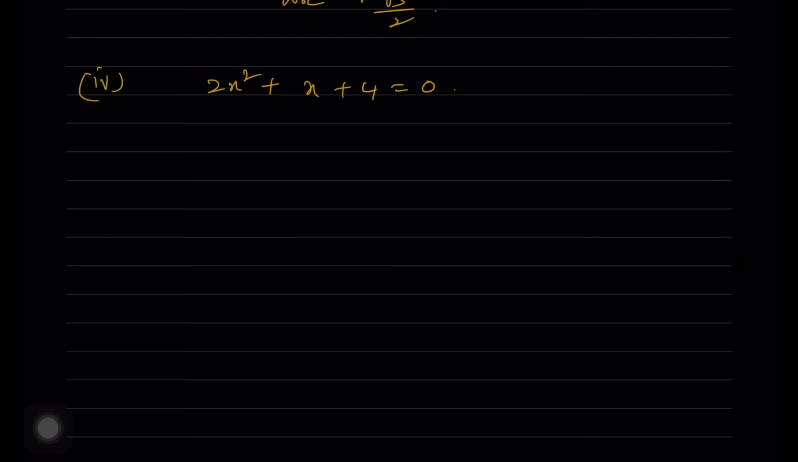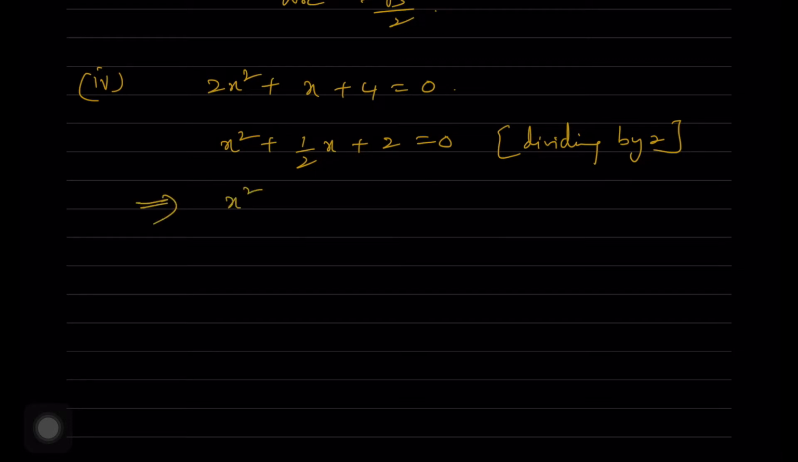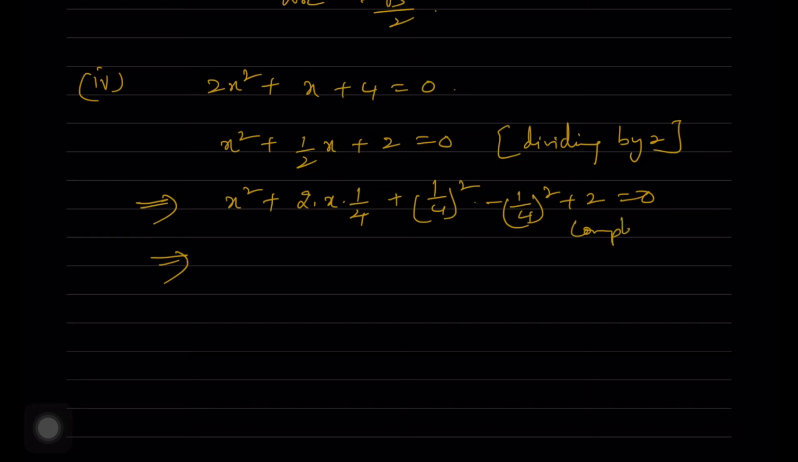So now here again we have to divide throughout by 2. So x square plus 1 by 2x plus 2 is equal to 0. So what are we doing in this step? We are dividing throughout by 2. Now what we have to do to the second term? Second term we multiply by 2 and then we divide by 2. So here we add 1 by 4 whole square minus 1 by 4 whole square plus 2 is equal to 0. So this is completing the square over here.